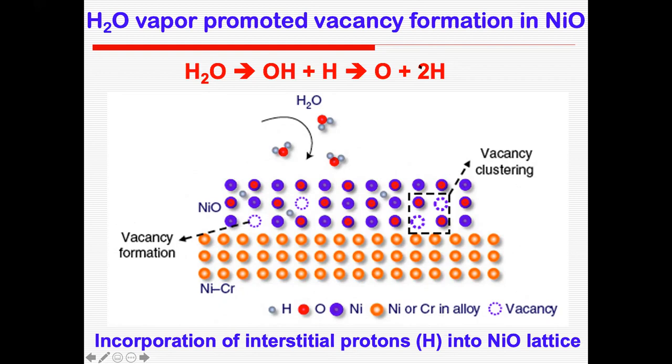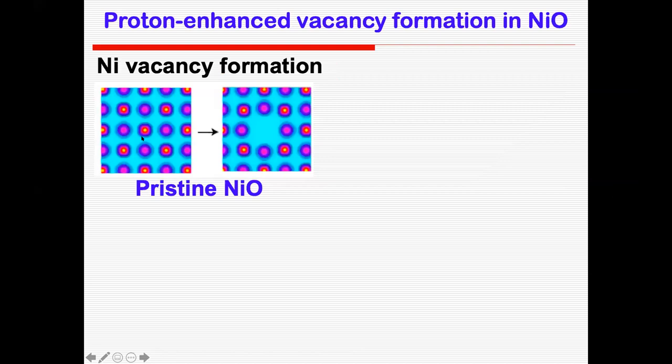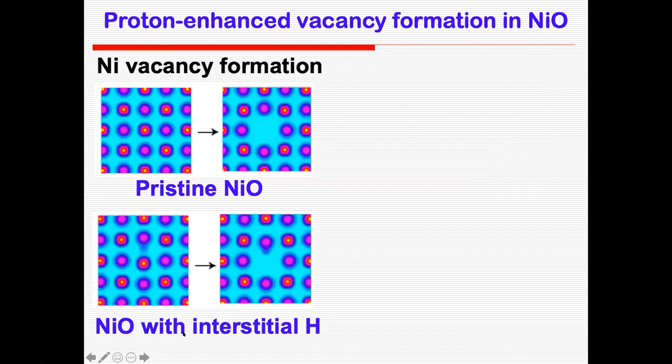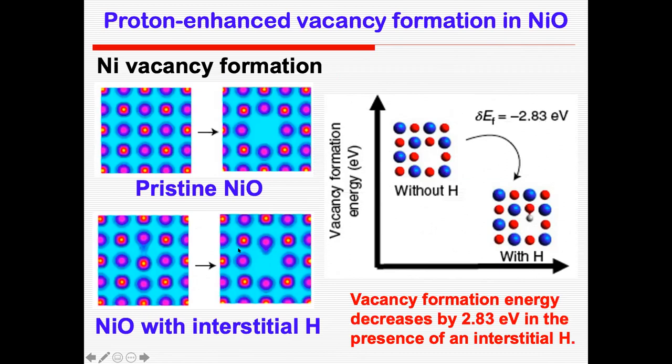Then we look at how interstitial hydrogen atoms can affect defect formation, for example vacancy formation and vacancy clustering. So we look at this issue using DFT. Here is a pristine nickel oxide without any interstitial hydrogen. We look at the vacancy formation energy: from a nickel vacancy, we can calculate the formation energy. Then we do a comparison. If we put an interstitial hydrogen here and also look at the vacancy formation energy, we can find the vacancy formation energy with the presence of an interstitial hydrogen atom is much, much lower.